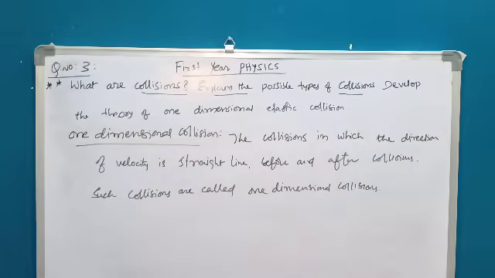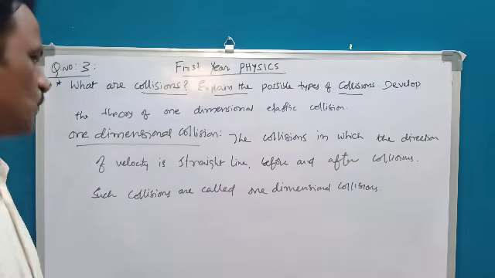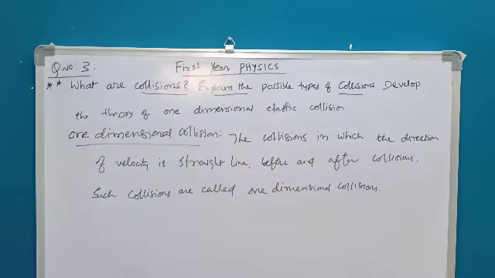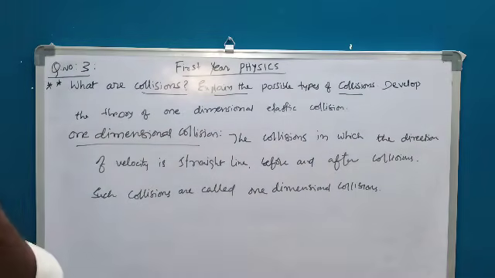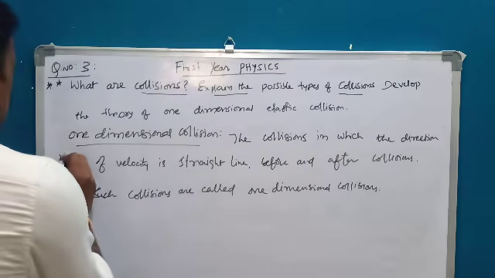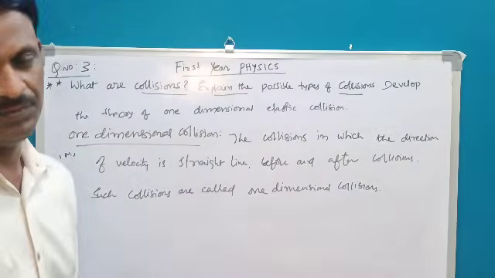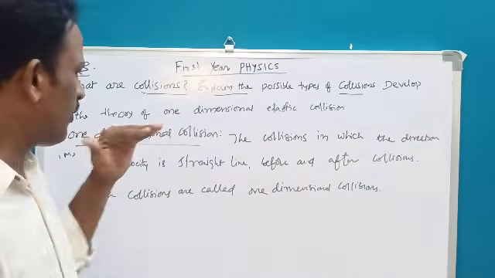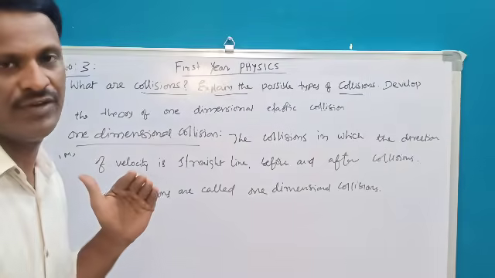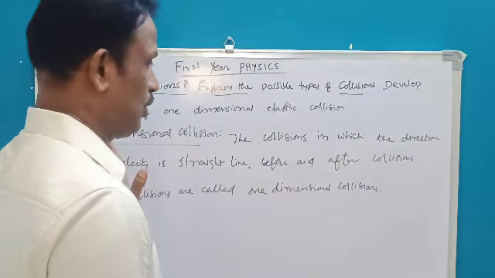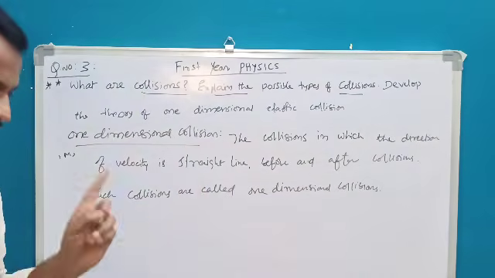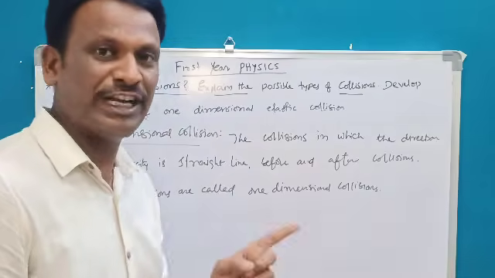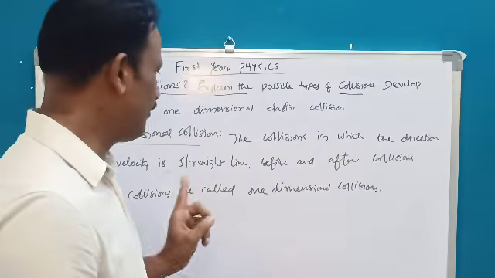Okay, the collision in which the direction of velocity is in a straight line before and after collision, such collisions are called one-dimensional collisions. For this also you may get 1 mark. So out of 8 marks we have got 4 marks till now, right? Definition of collision, types and explanation of collisions, and then one-dimensional.